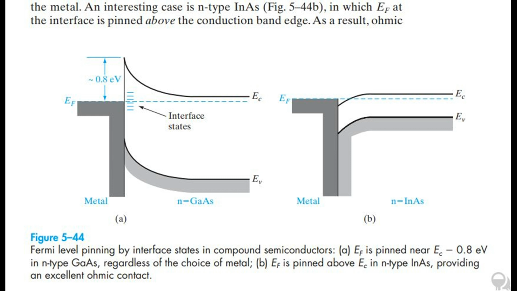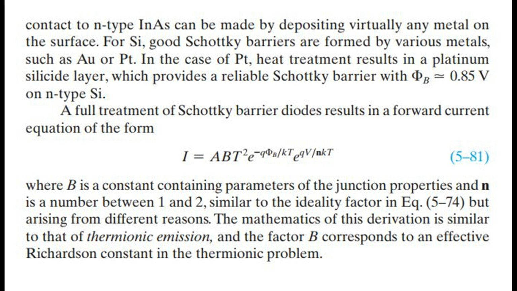For Si, good Schottky barriers are formed by various metals, such as gold or platinum. In the case of platinum, heat treatment results in a platinum silicide layer, which provides a reliable Schottky barrier with a height of 0.85 V on n-type silicon.